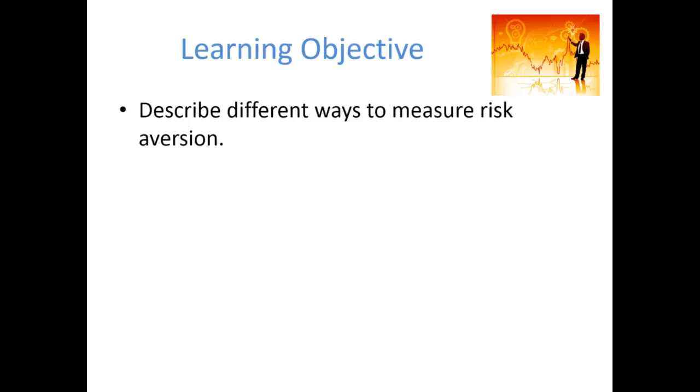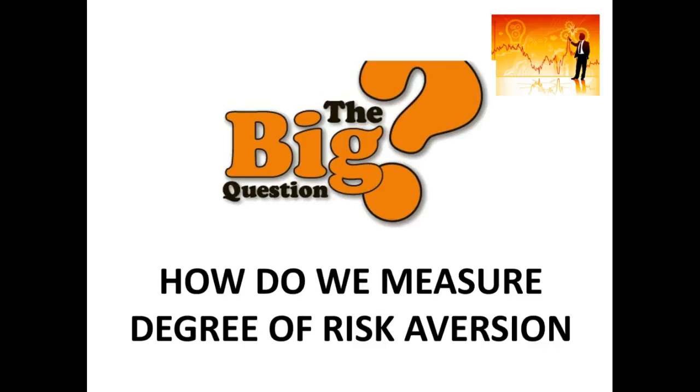In this learning objective, we describe different ways to measure risk aversion. So thus far, we've seen that we can use a utility function to identify the optimal asset allocation for an investor, provided we're aware of what their degree of risk aversion actually is. But the big question is, how do we actually go about measuring risk aversion? Because risk aversion is an opaque concept that is actually not clearly defined.